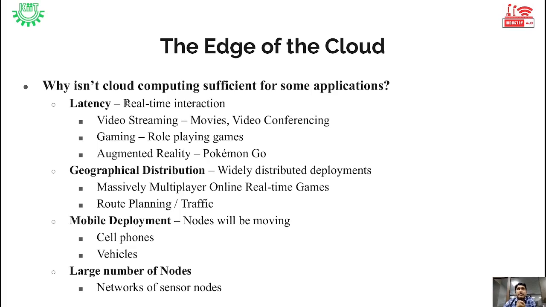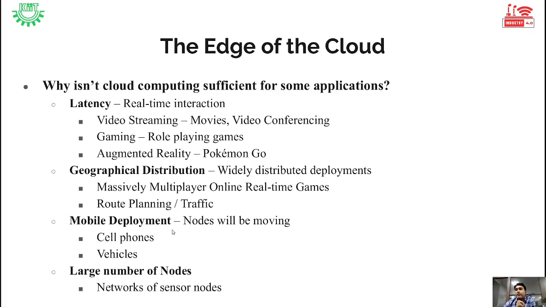So if there is something that requires real-time interaction, the cloud may not be the place to go. Video streaming, gaming, and augmented reality are some examples. Then another issue is geographical distribution. For widely distributed deployments, such as massively multiplayer online games, clouds can be an issue. Sometimes route planning and traffic planning are also cases where this could be an issue.